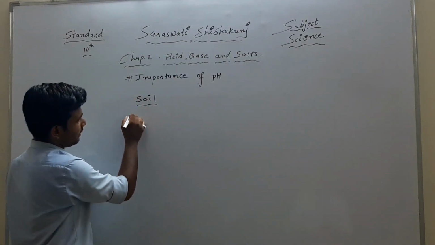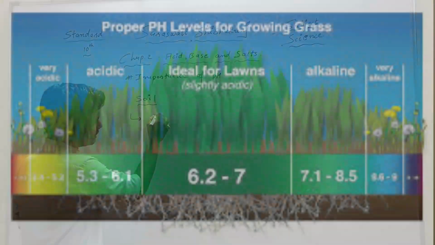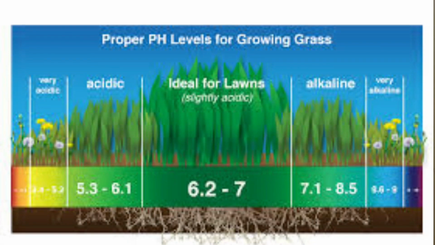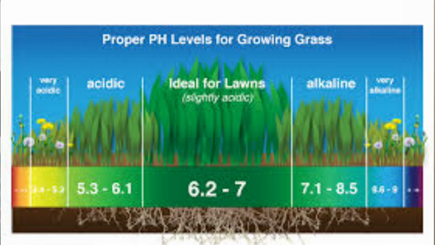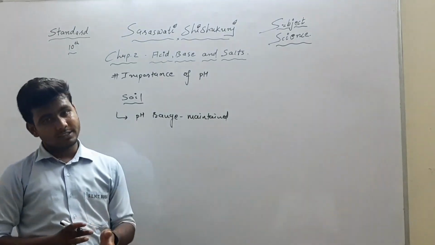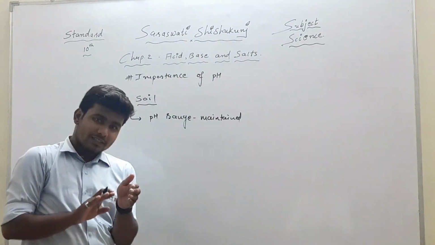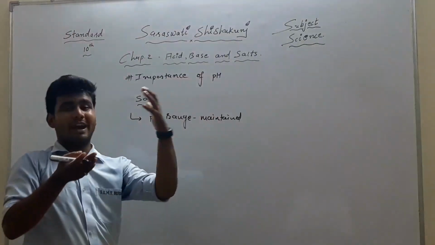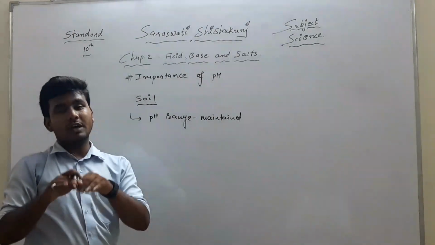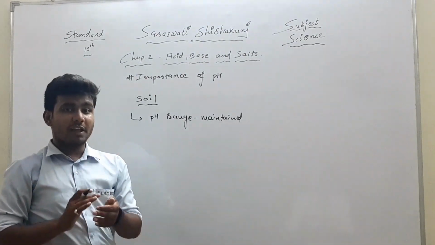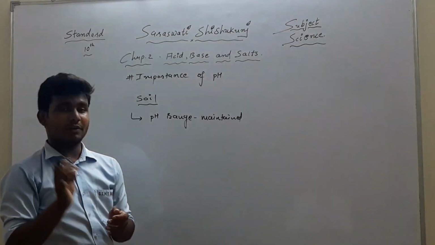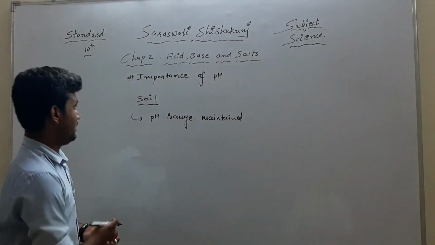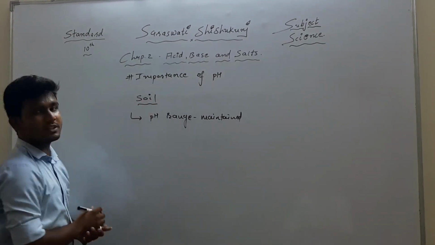Right? So in soil, a proper pH range must be maintained. For that, we are using different substances like calcium carbonate and gypsum. If the acidity increases, if the pH goes down, so at that time we have to add basic substances to make it neutral. And if the basicity of the soil is increased, we have to add some acidic substance from outside. So that was the importance of pH in soil.